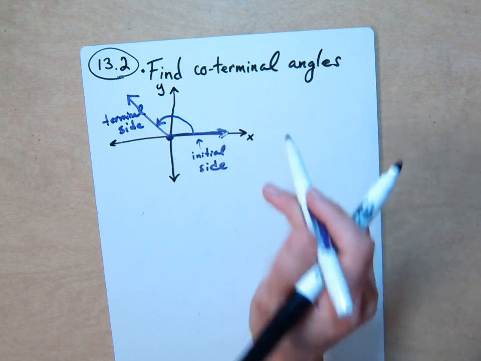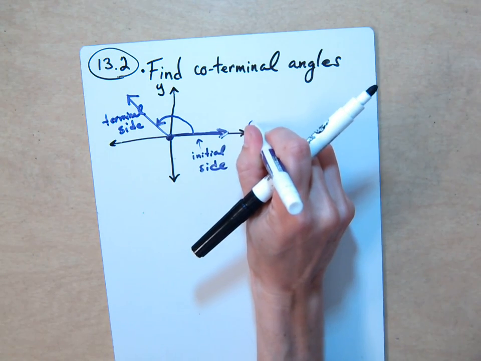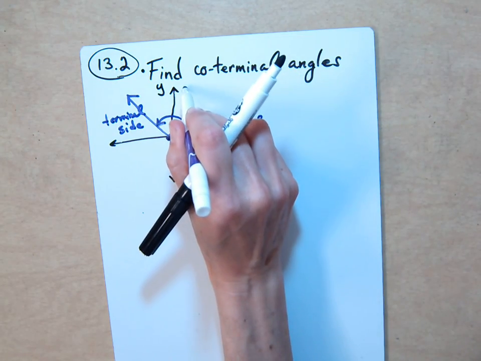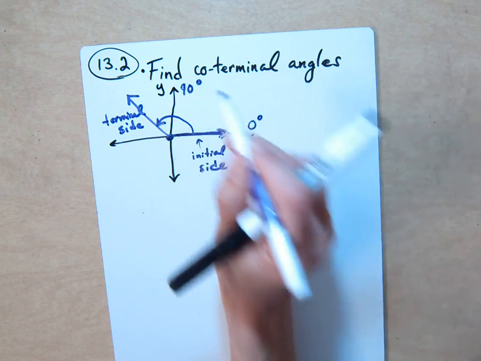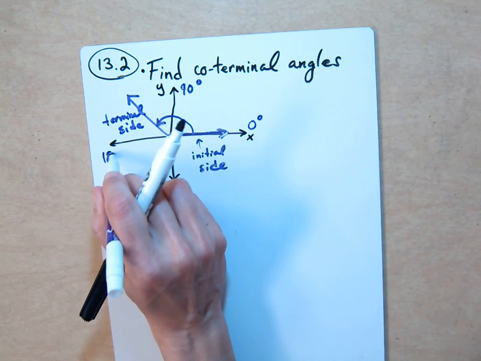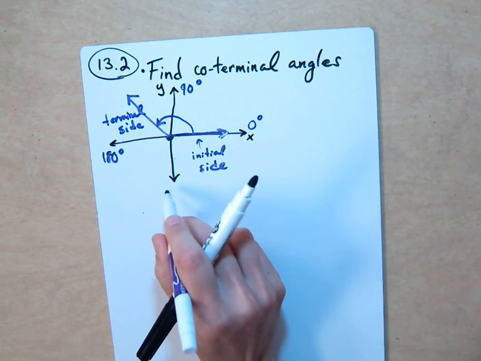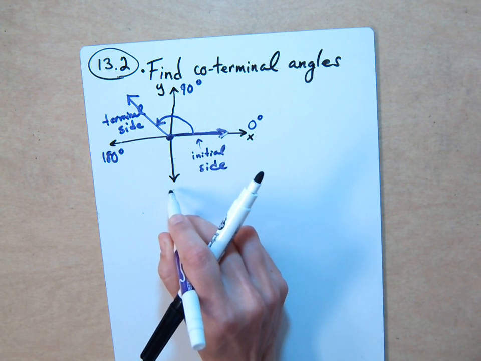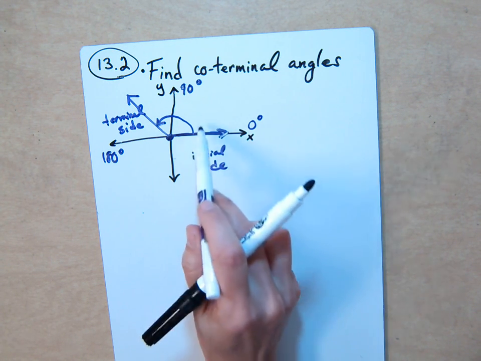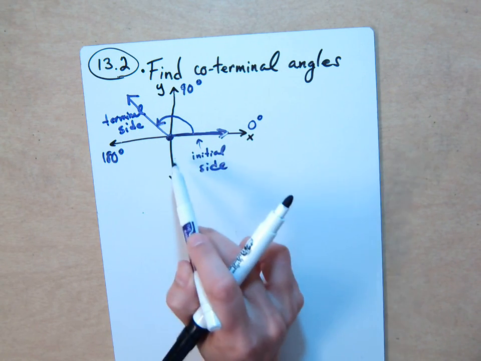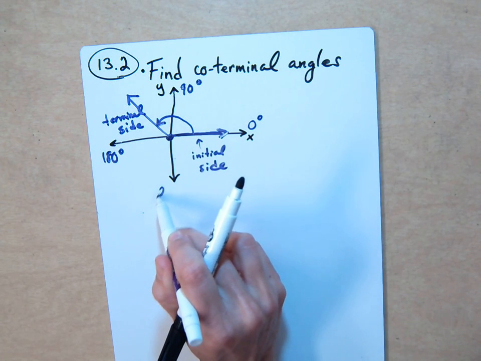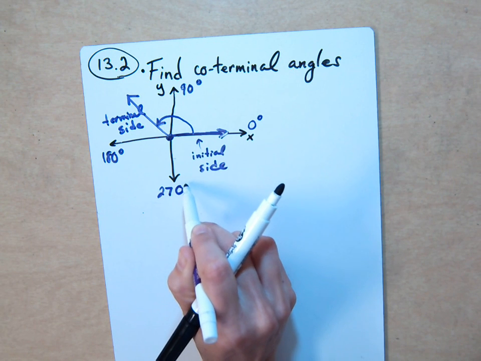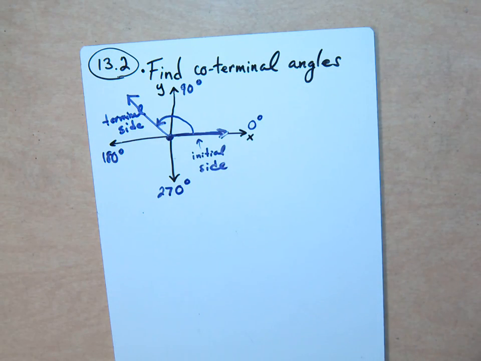So this is 0 degrees. This is 90 degrees. If you rotated to there, that would be 90 degrees. This is 180 degrees. This is how many degrees? 180 plus 90 is 270 degrees. Okay, so that's how we create angles in the coordinate system.